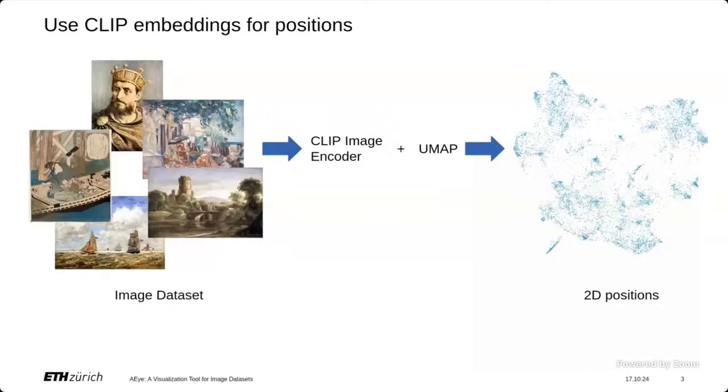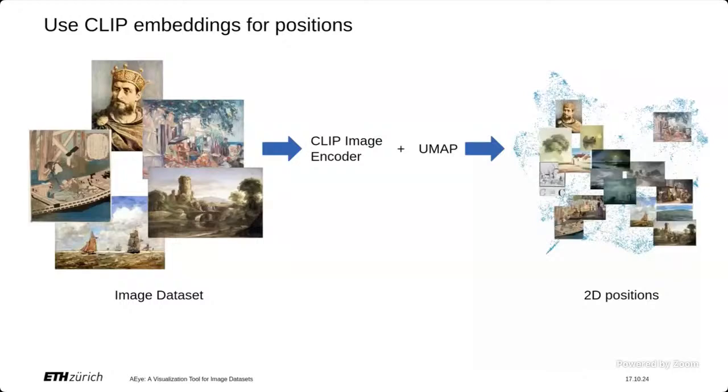So once we have these positions, we can position the images at their coordinates, and in this bit bigger example, we can already see that we get a lot of overlap if we have more images, and that it will be hard to visualize all images at the same time on screen.